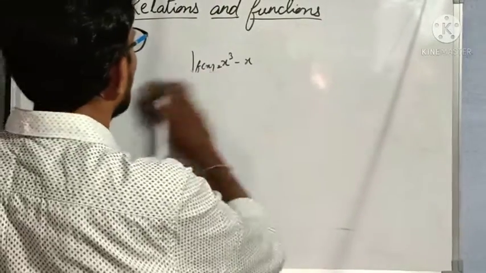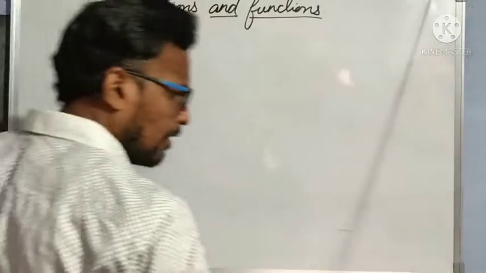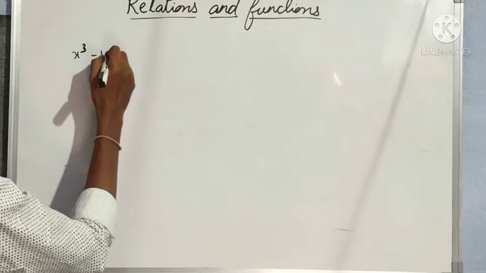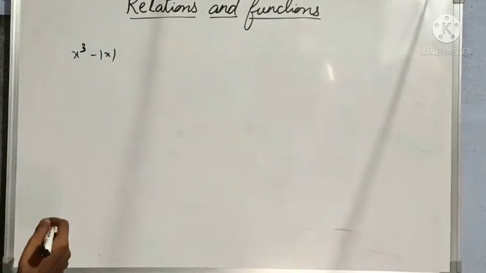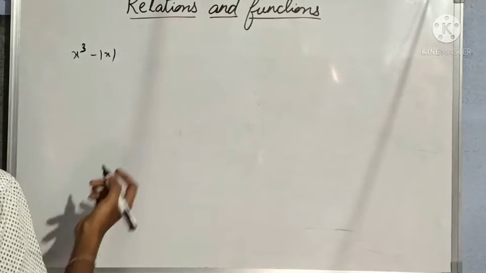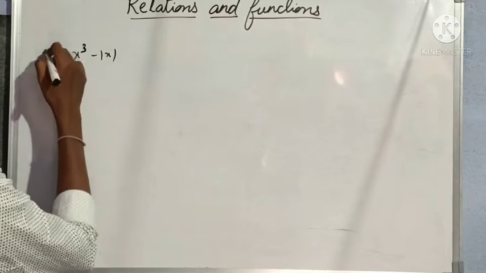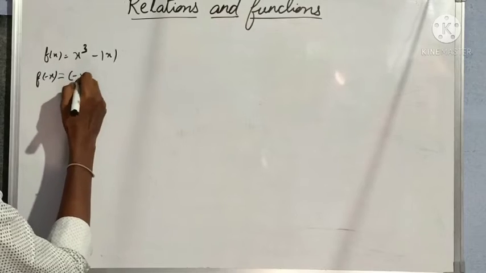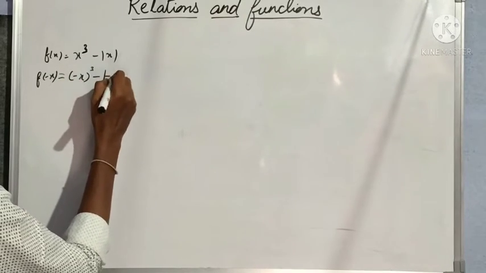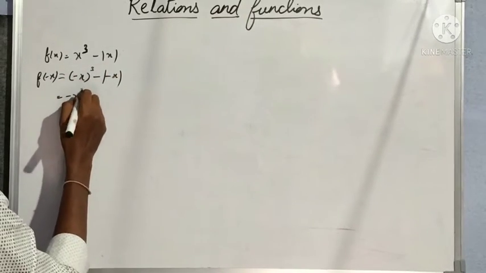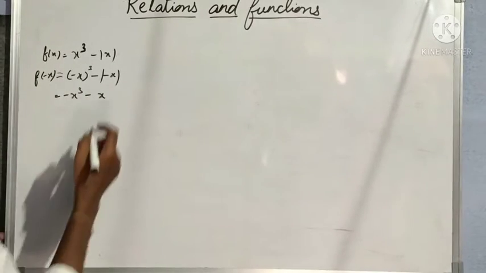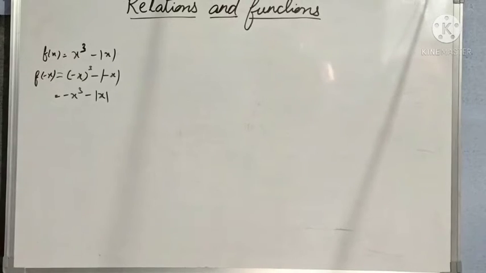Understood? Next, even functions. Let us see even functions now. Suppose one is odd, one is even: x cube minus mod x. So now let us see. This is f of x. So f of minus x is minus x whole cube minus mod of minus x. So this is minus x cube minus mod x. So here are we getting any?